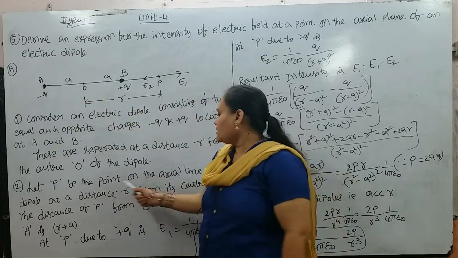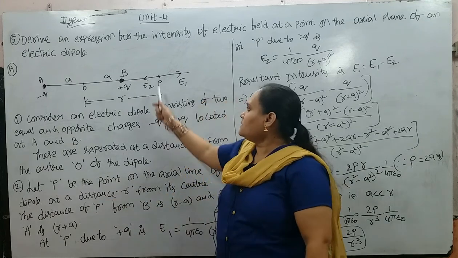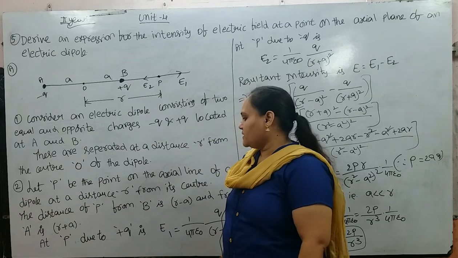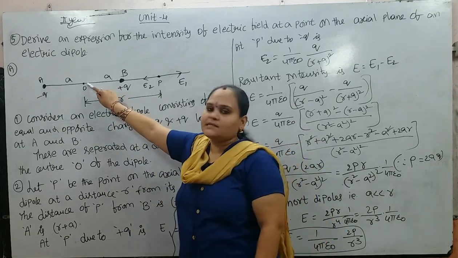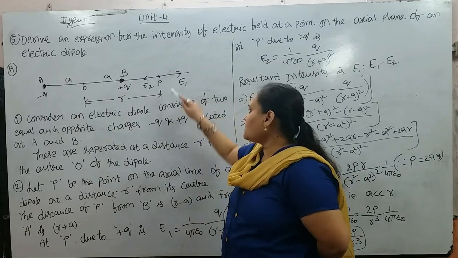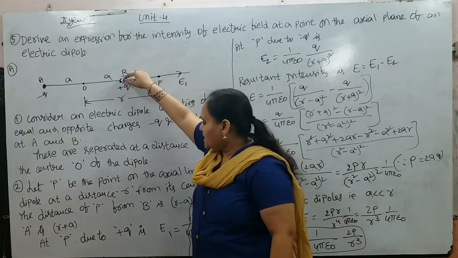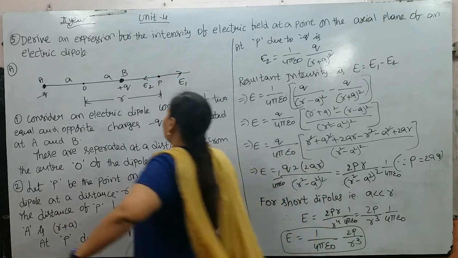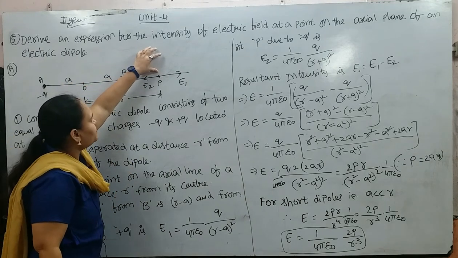Now let P be the point on the axial line of a dipole at a distance r from its center. Here is the point P, which is at a distance r from the center of the dipole. This is the center of the dipole. Now we are considering the distance of P from B, which is nothing but a.